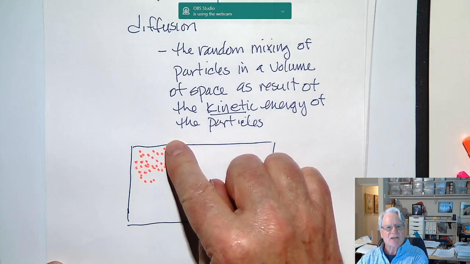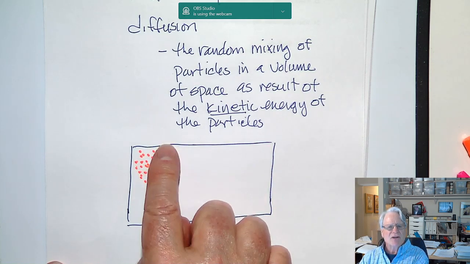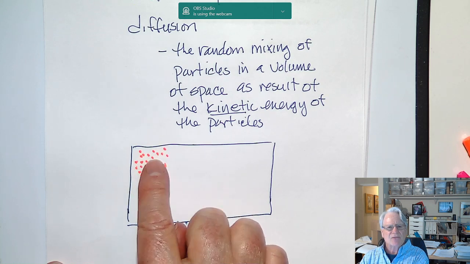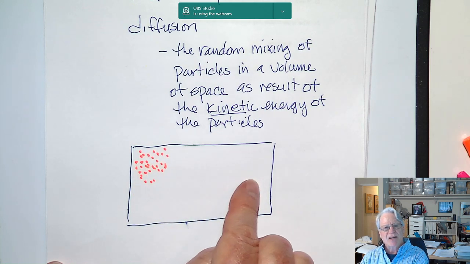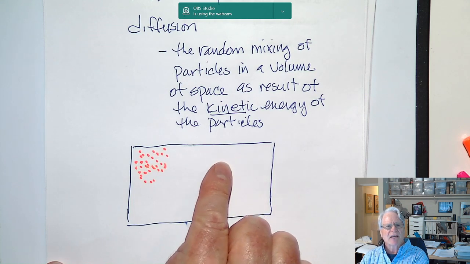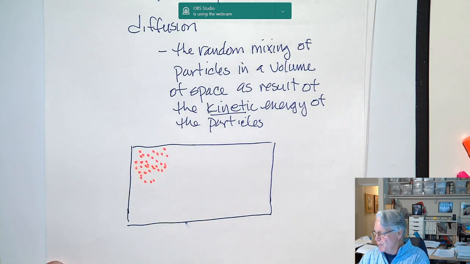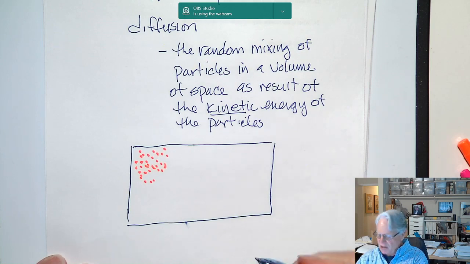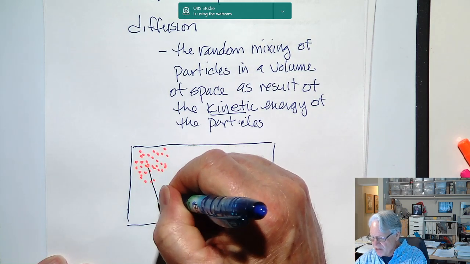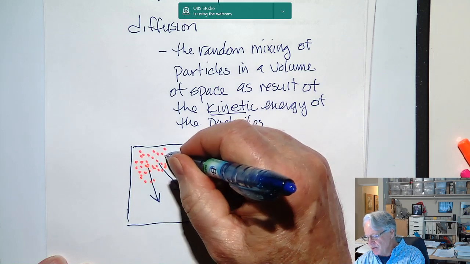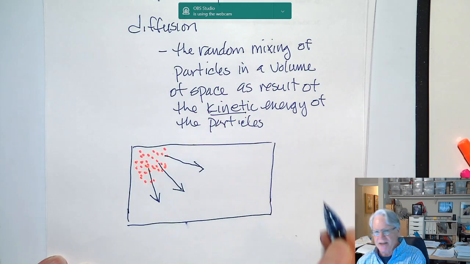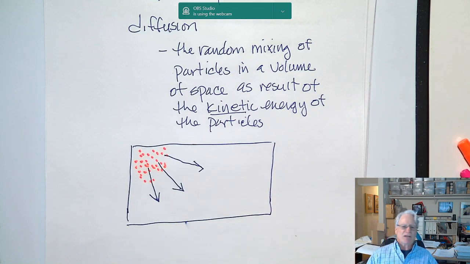And the ones out here at the outer edge, because there are none of these things to bounce off of, they will continue to travel in a straight line until they do hit something and then bounce off of that, and so forth and so on. And so basically what's going to happen as a result of the kinetic energy, there will be a tendency for these molecules to move out from this concentration and fill in that space in a random manner. Okay? So that is diffusion.